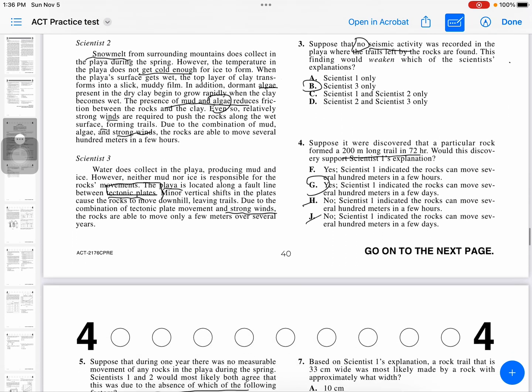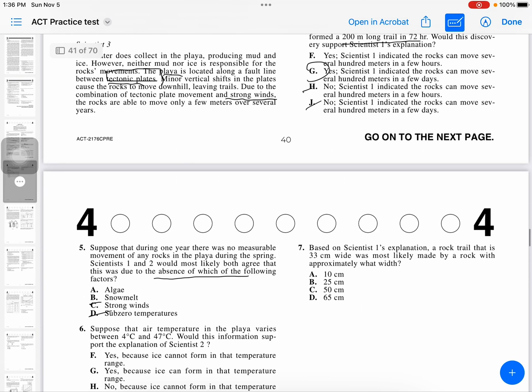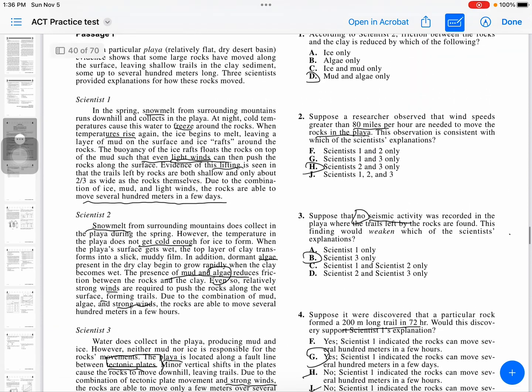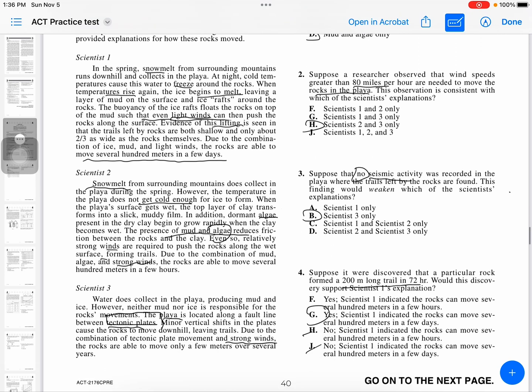Well, scientist 1 is not saying anything about algae, but they are likely to agree that the absence of snowmelt, ice begins to melt, doesn't say anything about snow. Snowmelt from the ground does collect in the playa, however the temperature of the playa does not get cold enough for ice to form.